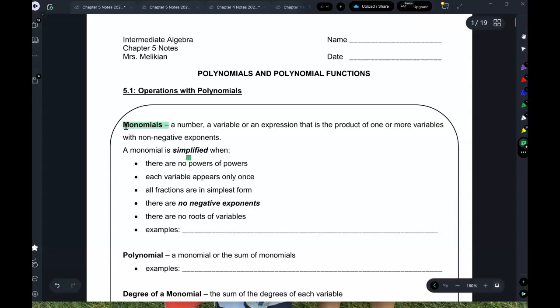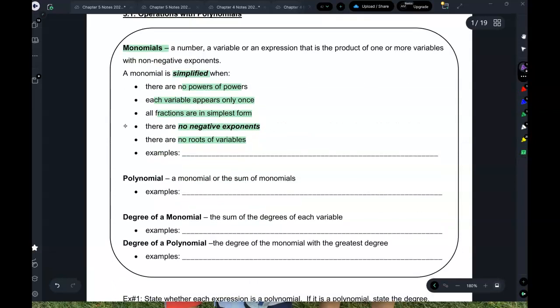A monomial is simplified when there are no powers of powers. Each variable appears only once. Fractions are in simplest form. No negative exponents. No roots of variables. So what are some examples of monomials?